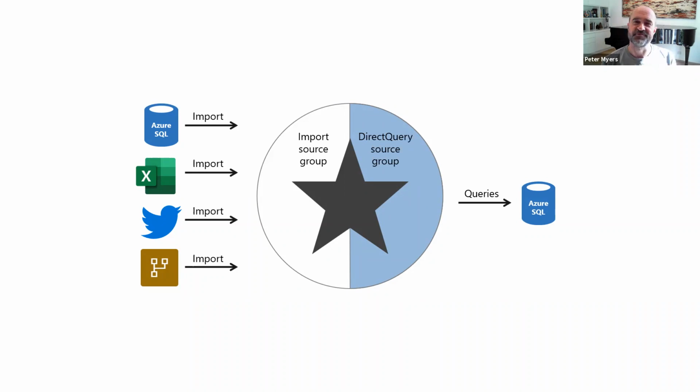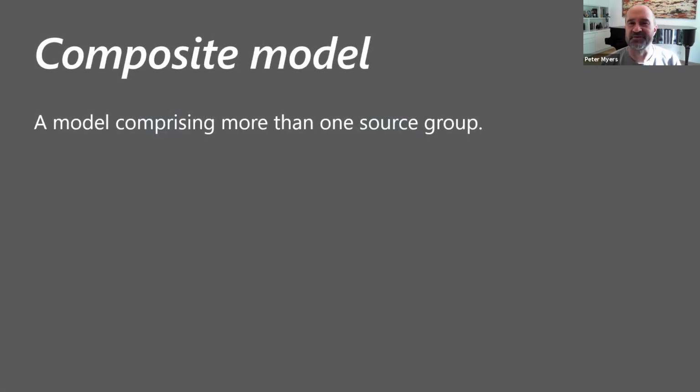Now, what I'm introducing to you now is a new term, composite model. A composite model is one where there is more than one source group. I've already introduced import model, where there's one source group, being an import source group. A direct query model is a single source group, direct query, so one data source. Composite says you have two or more source groups coming together. By the way, that could be an import source group and a direct query source group, or it could be two direct query source groups: one connects to Azure SQL, one source group connects to Oracle.